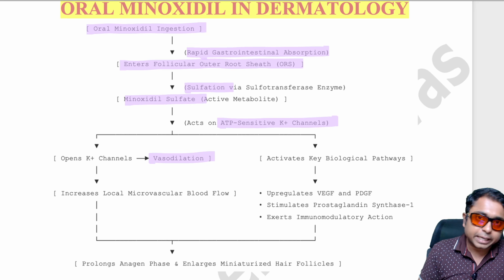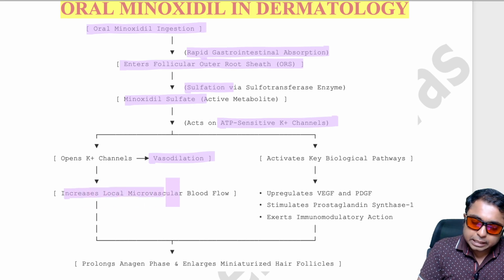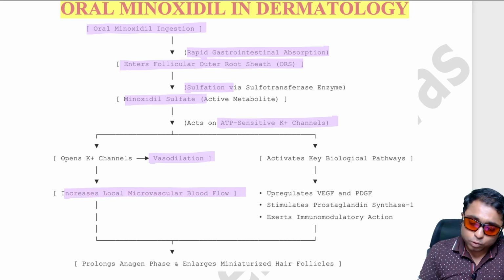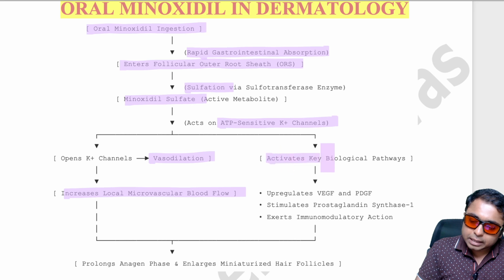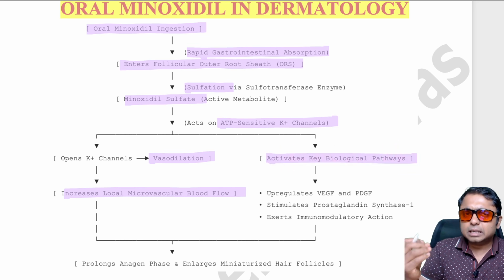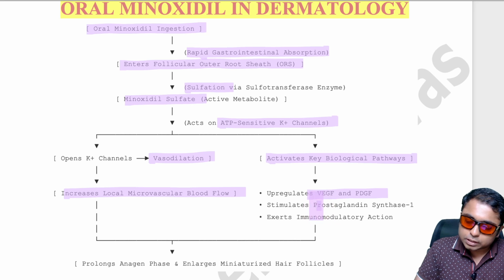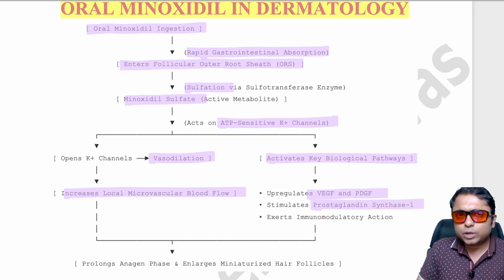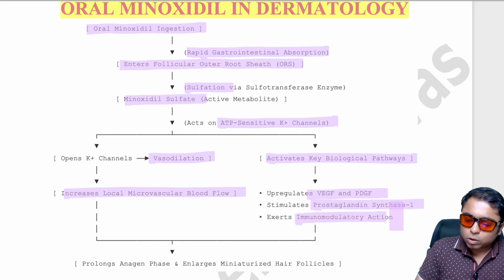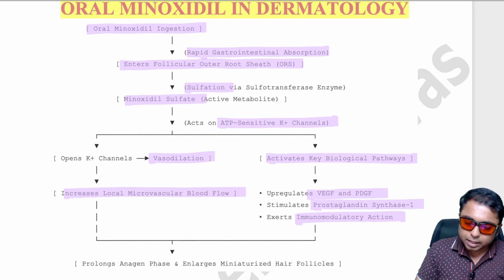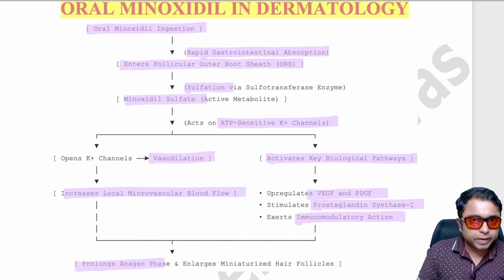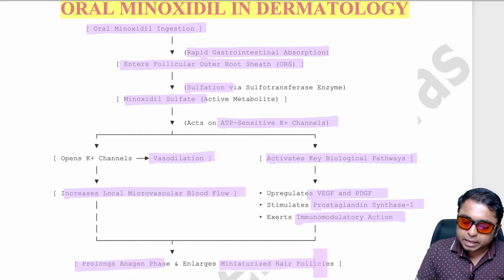this vasodilatation, causing an increase in the local microvascular blood flow, and also it will act on key biological pathways, that is it's going to increase the VEGF, PDGF, and also it will stimulate the prostaglandin synthase 1, PGE2 levels will be elevated, and also it has immunomodulatory actions. Ultimately what it causes: it prolongs the anagen phase and enlarges the miniaturized hair follicle.